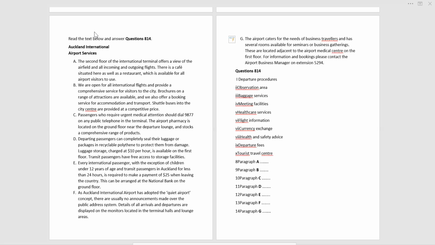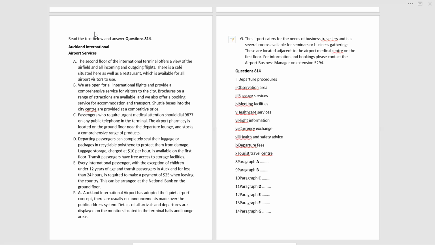Then the paragraph B: we are open for all international flights and provide a comprehensive service for visitors to the city. Brochures on a range of attractions are available. And we also offer a booking service for accommodation and transport. Shuttle buses into the city center are provided at a competitive price. Right, so that's B.